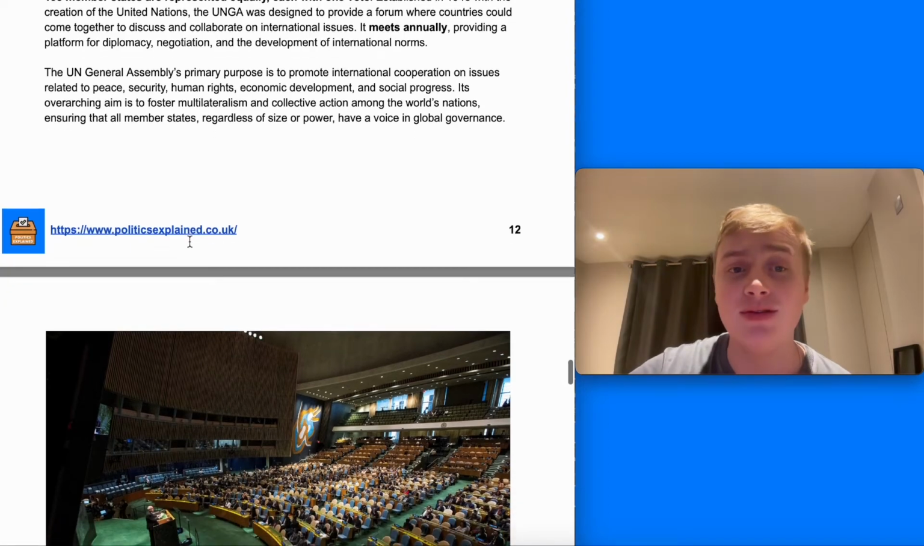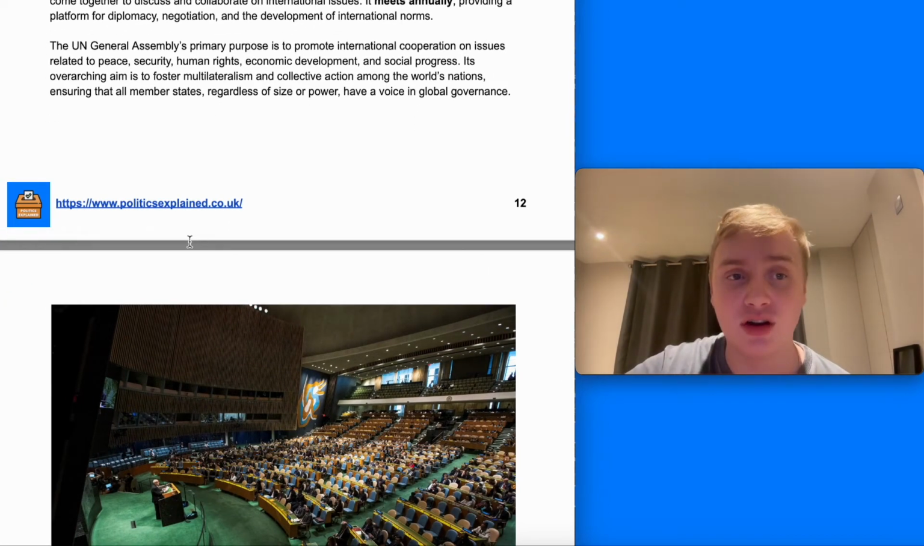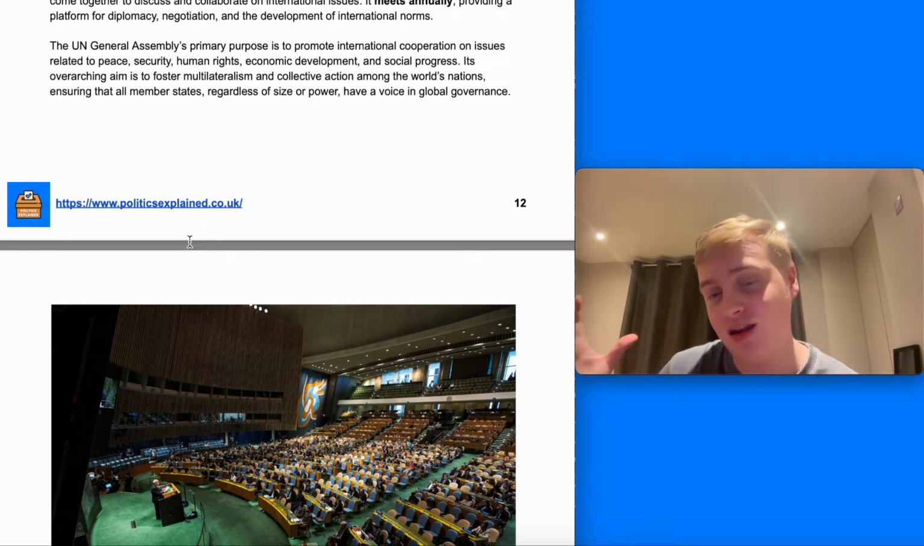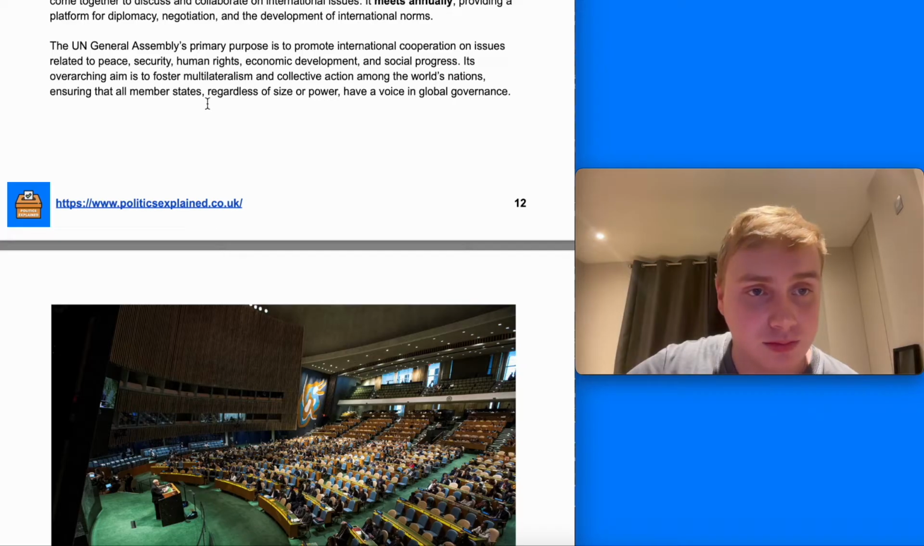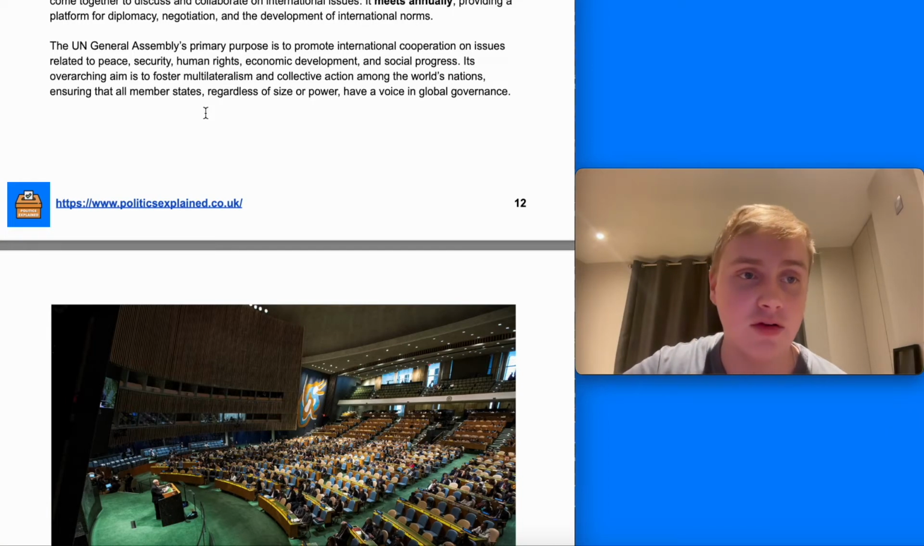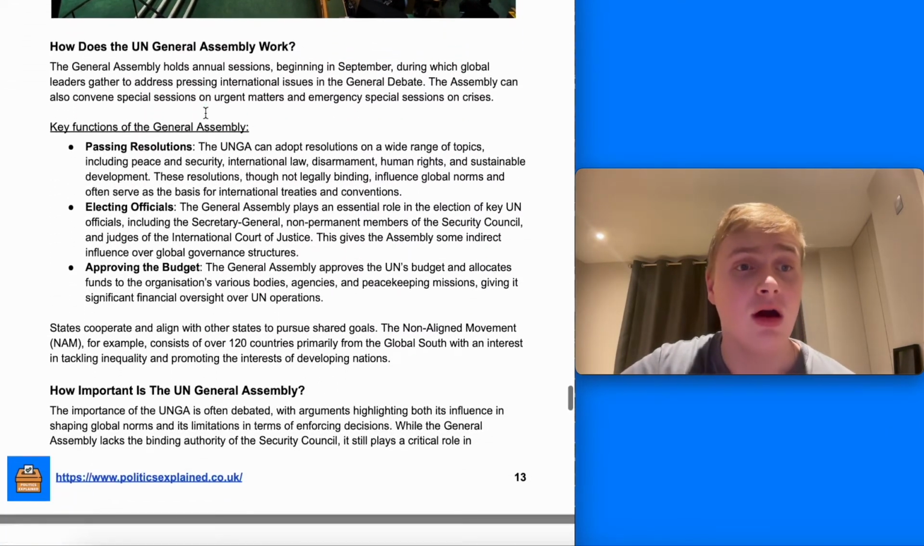Its primary purpose is to promote international cooperation on issues that face the whole of the international community, including peace, climate change, human rights, and economic development. Each state, regardless of their size or power, has an equal voice in the UN General Assembly and an equal vote.